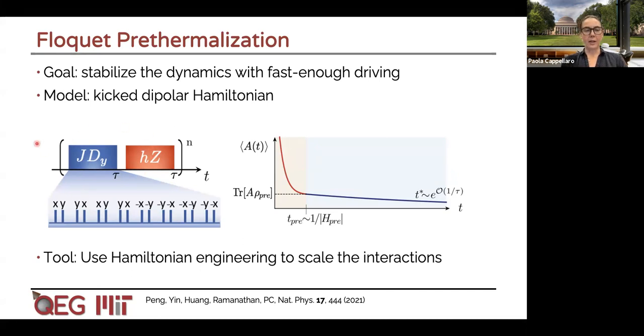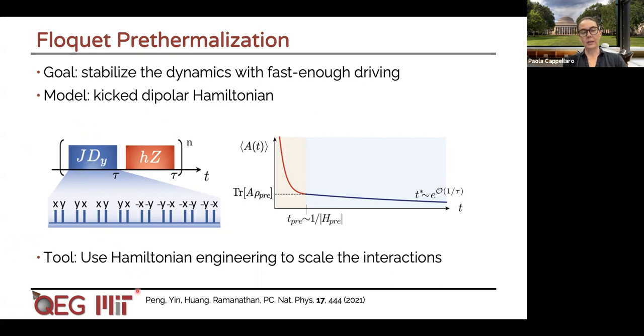We looked in particular at a model that we can implement, which is the kicked dipolar Hamiltonian. This is similar to the kicked-Ising type of model, but here I have the dipolar Hamiltonian, which is an interacting Hamiltonian, instead of the Ising one. So it's a bit more complex. And the dipolar Hamiltonian in this case is transverse, so the two Hamiltonians do not commute with each other.